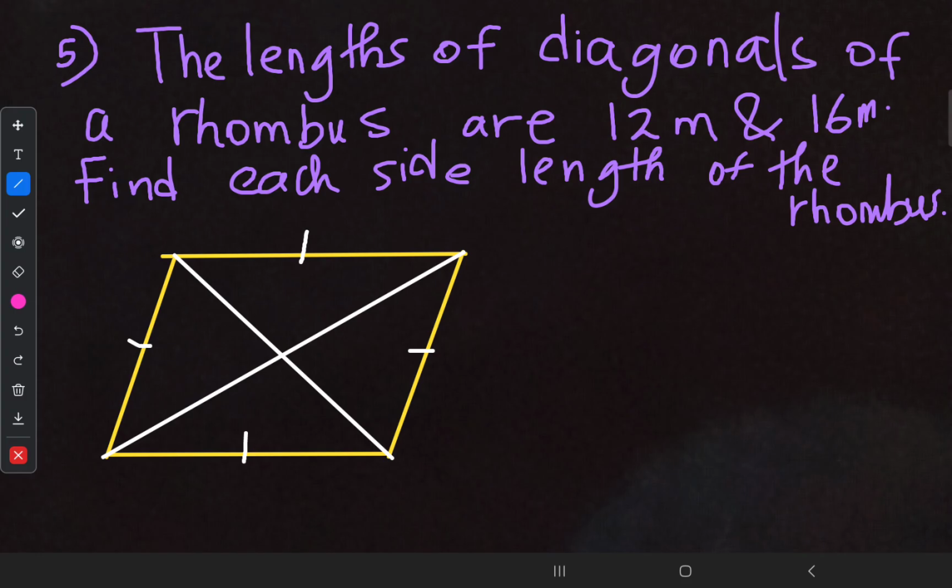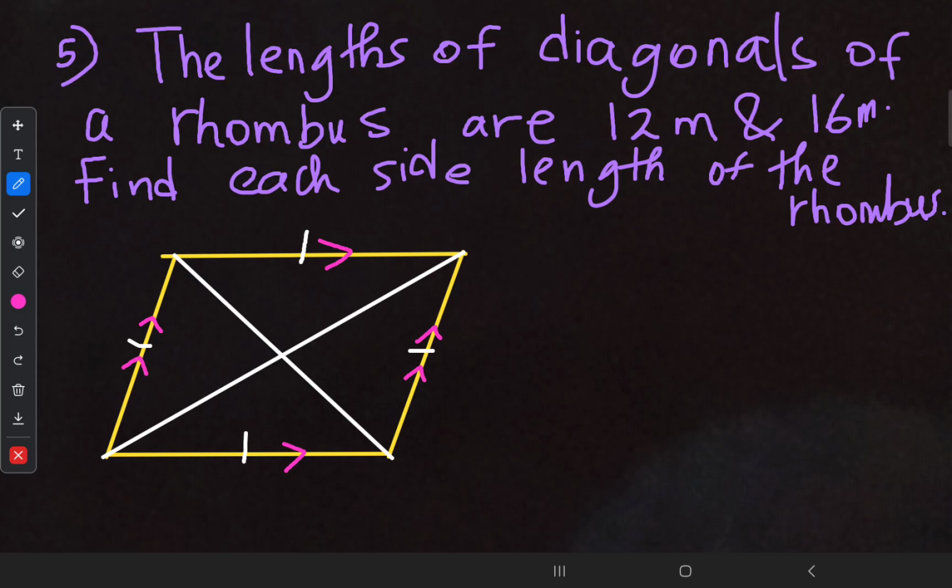The characteristics and features of a rhombus are almost like a parallelogram, but not exactly the same as a parallelogram. Another thing, the opposite sides are parallel with each other. These two are parallel and these two are also parallel with each other. All sides are equal in magnitude.